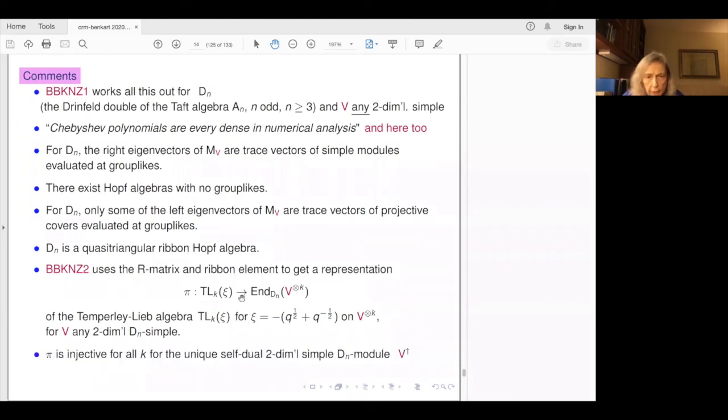This representation of the temporally-Lieb algebra is injective for all k if you restrict to the unique self-dual two-dimensional simple module. I believe it's injective for all of them, but we don't have a proof. For this one that's self-dual, the centralizer algebra, the Dn action, is the temporally-Lieb algebra up to tensor powers 2n minus 2.